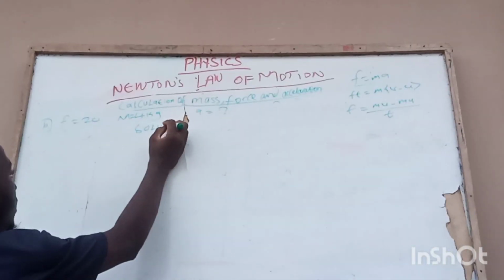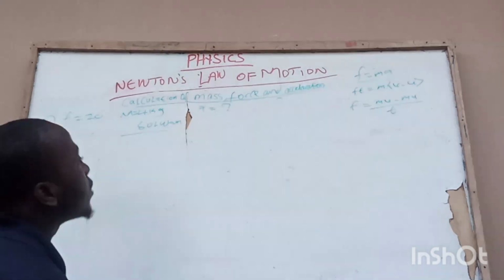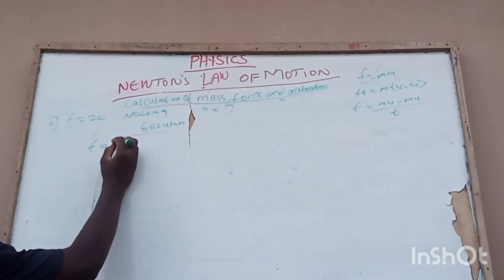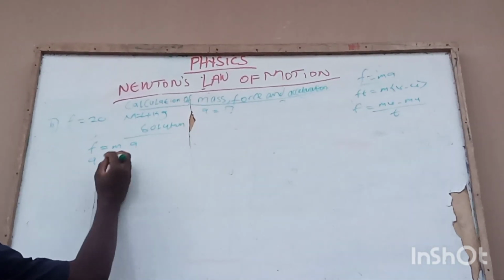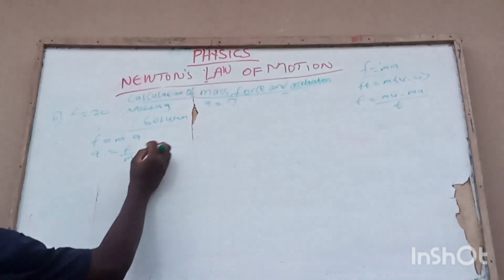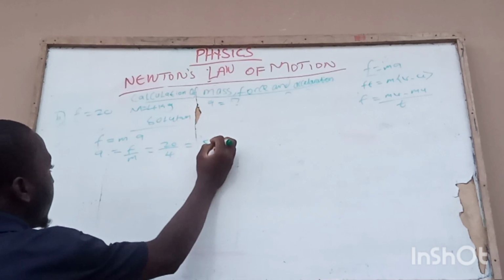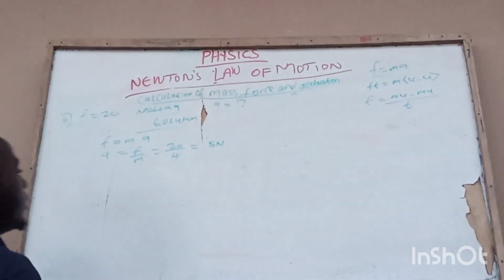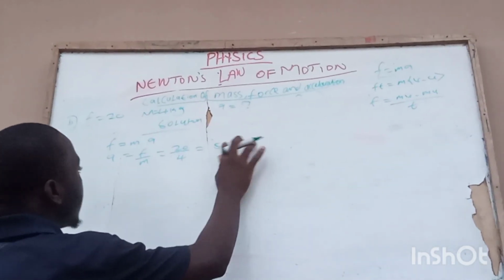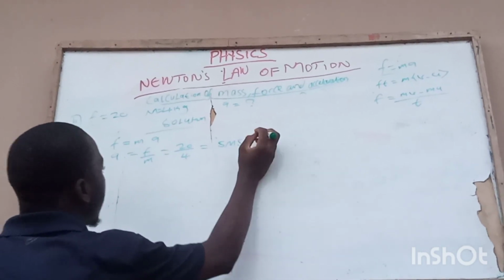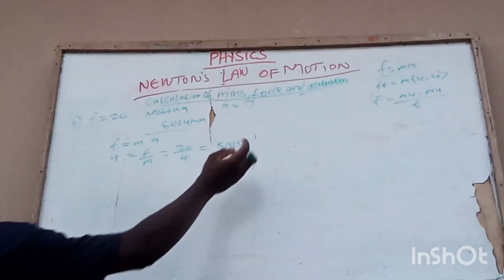So we have the solution. F is equal to MA. Then our A is equal to F over M, which is 20 divided by 4. This gives us 5 meter per seconds. Acceleration is in meter per seconds.